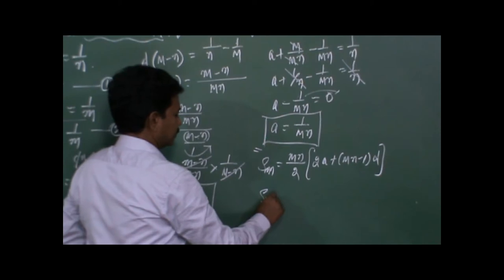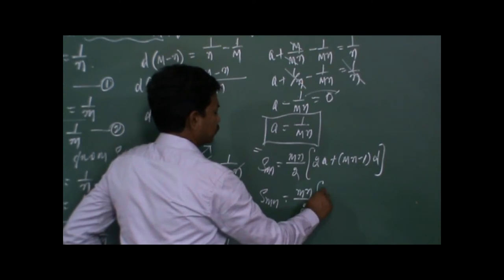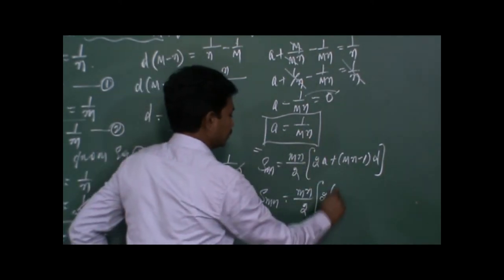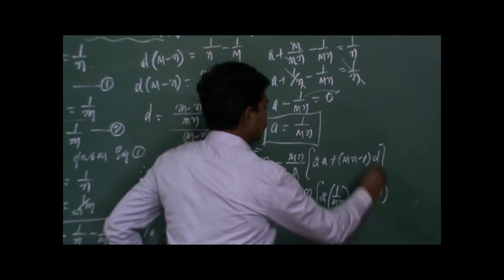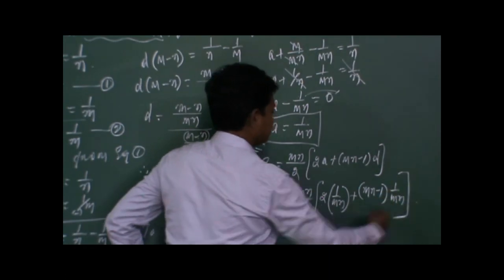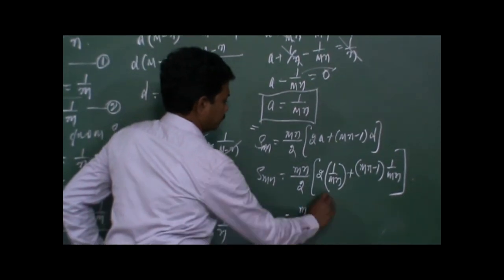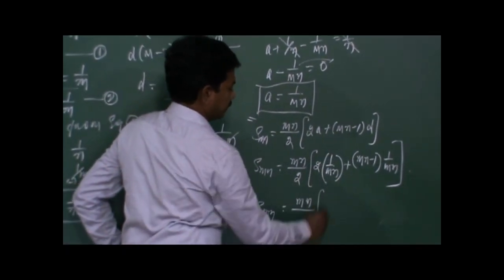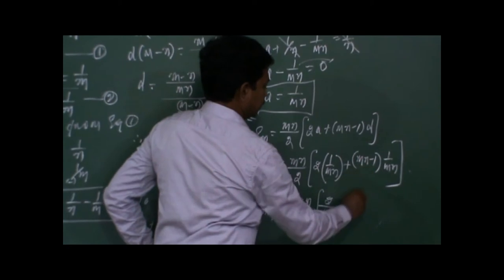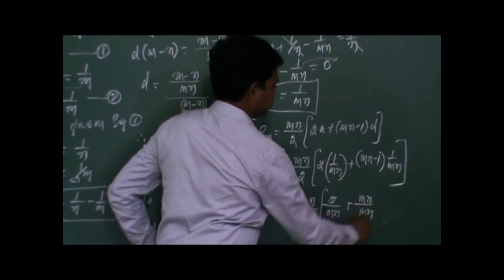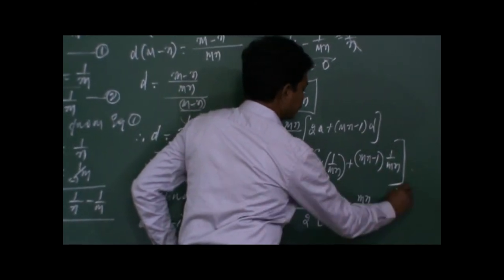So the sum of the mn terms is equal to mn by 2 into 2 into a, a stands for 1 by mn, we will substitute that, 1 by mn plus mn minus 1 into d value, which is again 1 by mn. So the sum of the mn terms is equal to mn by 2 into 2 into 1 by mn is 2 by mn, plus 1 by mn into mn is mn by mn, minus 1 by mn into minus 1 is minus 1 by mn. So this is the thing.